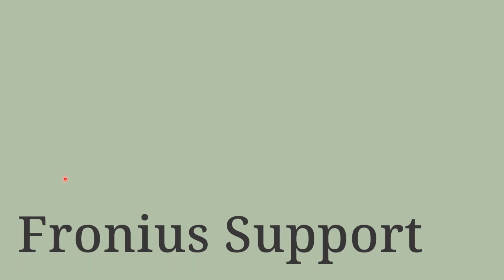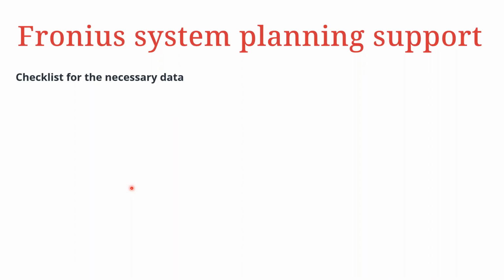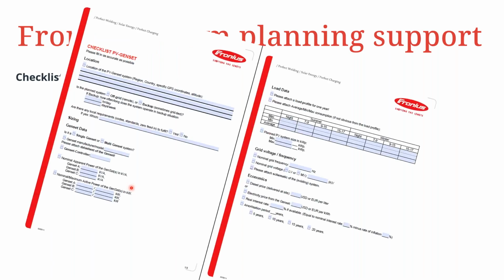So regarding Fronius support, to get started, we always recommend doing the Fronius PV Genset checklist, and for any planning support we can assist. With the planning support, we have the checklist for the necessary data. This will be regarding location, if it is off-grid remote, if it's a backup, sometimes grid-tied, how long the system operates in the backup situation, hours per day or days per week, and if there are requirements regarding codes, standards, zero feed-in, for example, regarding your country setup.